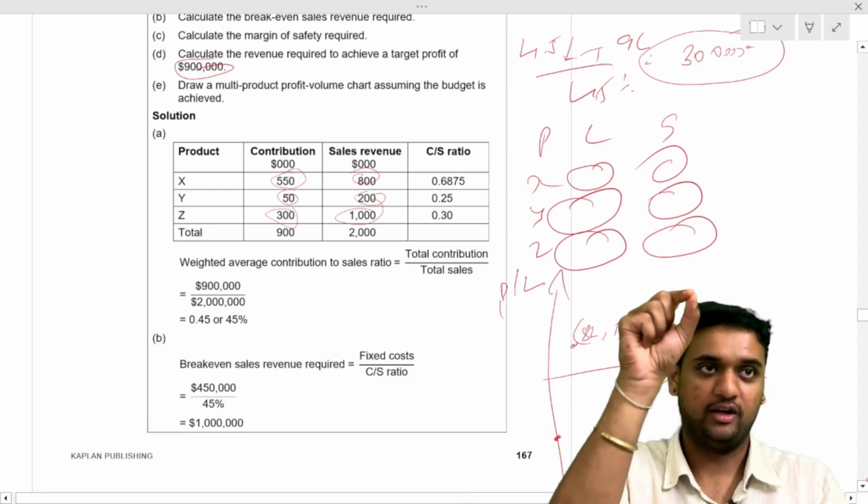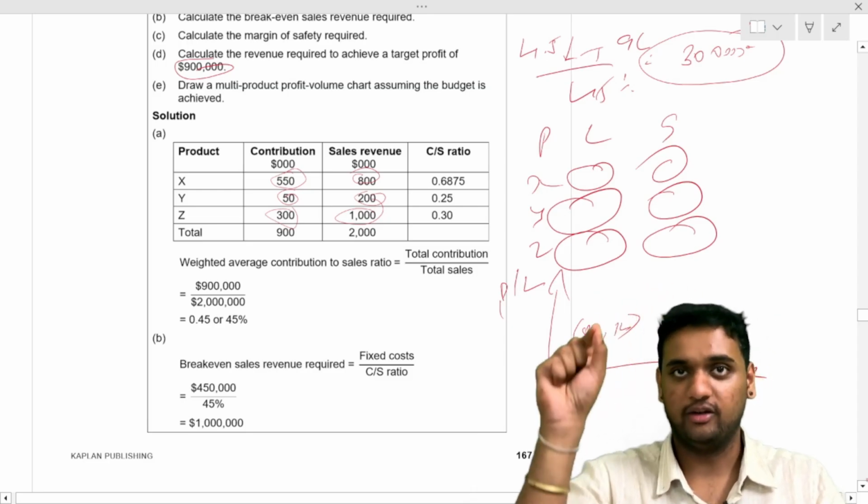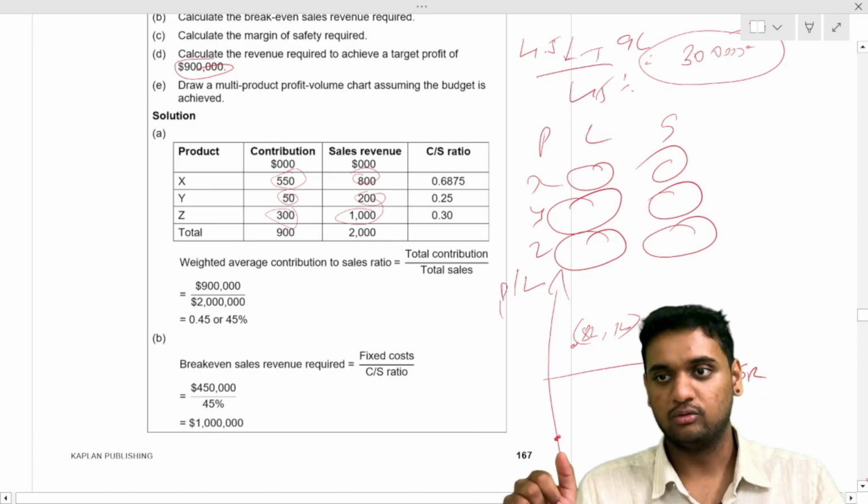I'm asking only to draw a point, not a line. I asked you to draw just the point. Understood all of you? Yes, sir.